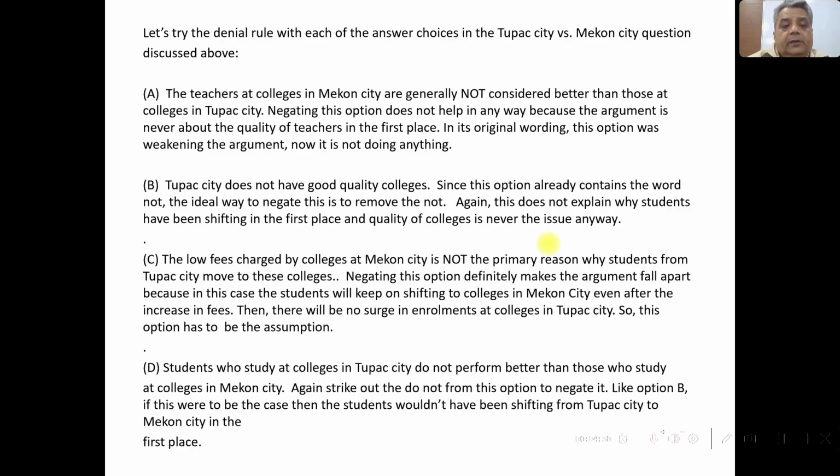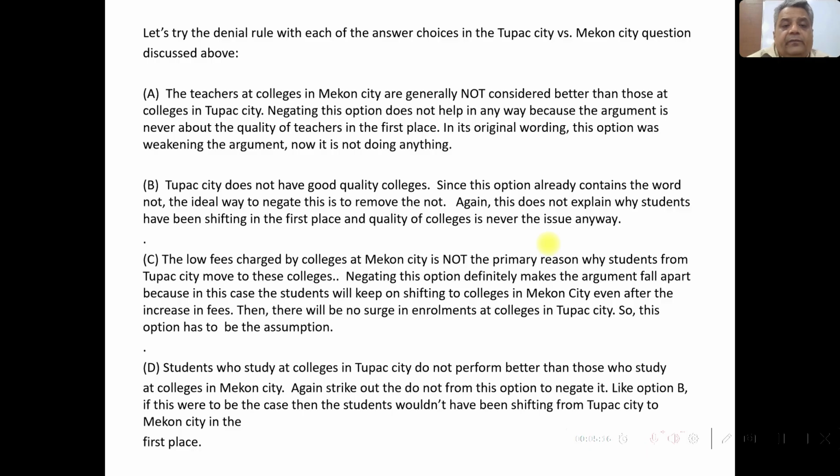Option B, Tupac City does not have good quality colleges. Since this option already contains the word not, the ideal way to negate this is to remove the not. Why? Because negative and negative become positive. So obviously, instead of adding another not to the argument, we have to remove the not from the argument. So after negation, this does not explain why students have been shifting in the first place, and quality of colleges is never the issue anyway.